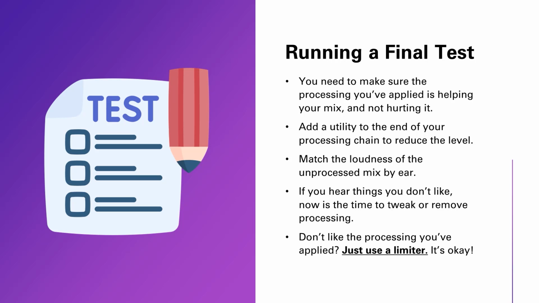If you find that you don't really like all of the processing you've applied, or you've discovered that it's not helping your mix in some way, you can just use a limiter. It's okay. That's a really safe bet. You're not going to destroy your mix using a limiter if you've dialed in the settings properly, and there's not a whole lot that can go wrong. You might not benefit from using some of the other forms of processing in the right way, but it's going to be a very small difference. And in the audio example I'm about to play, you'll hear that the extra processing I have applied sounds a little bit better, but it's not necessarily going to make or break the song.